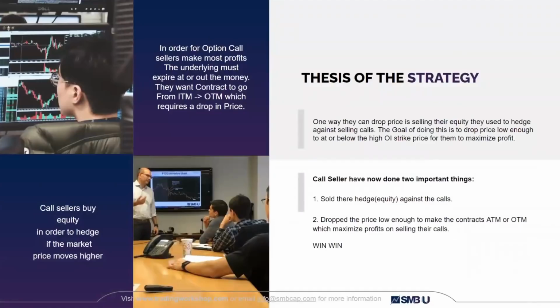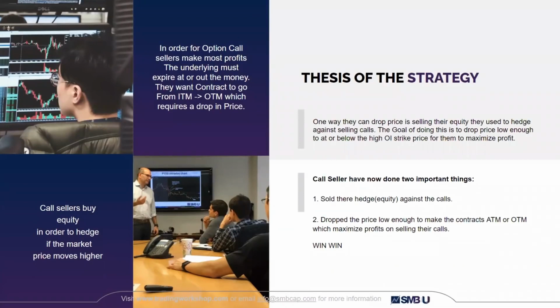Okay. All right, so the thesis behind this strategy: in order for option call sellers to make profit, the underlying must expire at or out of the money. So they ideally want the contracts to go from in the money to out of the money by expiration, which requires a drop in price. For these option sellers to hedge against price moving against them, they have to buy equity as a hedge. This protects them from selling naked calls, which is a very dangerous way to blow your account up. So what they do is they buy the equity itself to protect themselves.